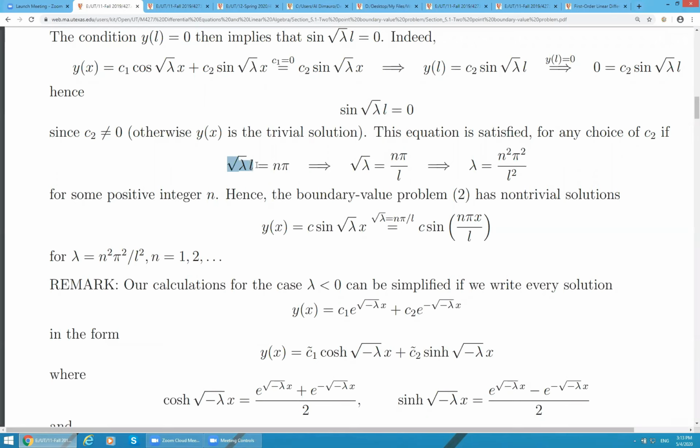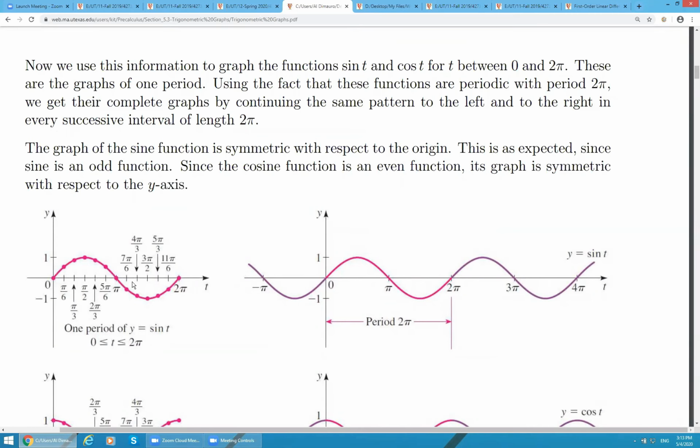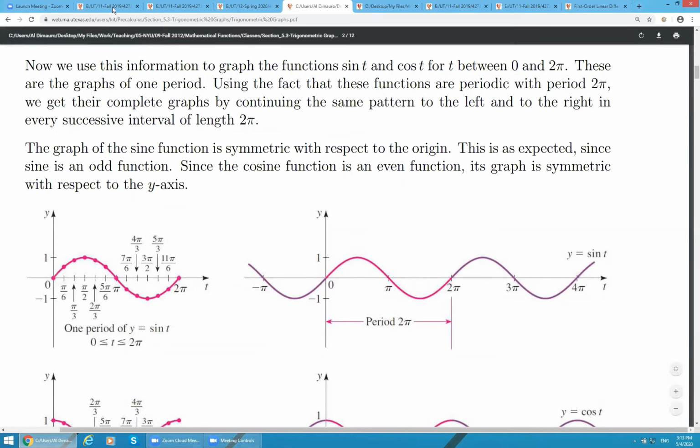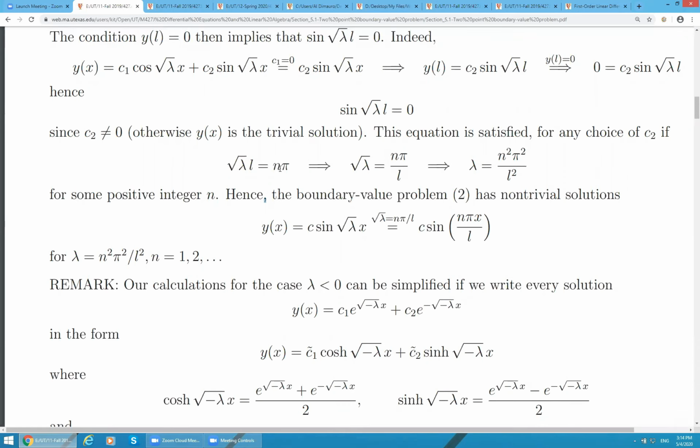Square root of lambda L should be an integer multiple of pi. By the way, you may ask me a question, why here we have a positive integer? Looking at the graph, we have either a positive multiple of pi or a negative multiple of pi. But observe that n pi is equal to square root of lambda L. L is positive, square root of positive, pi is positive. Therefore, in our particular case, n has to be positive.